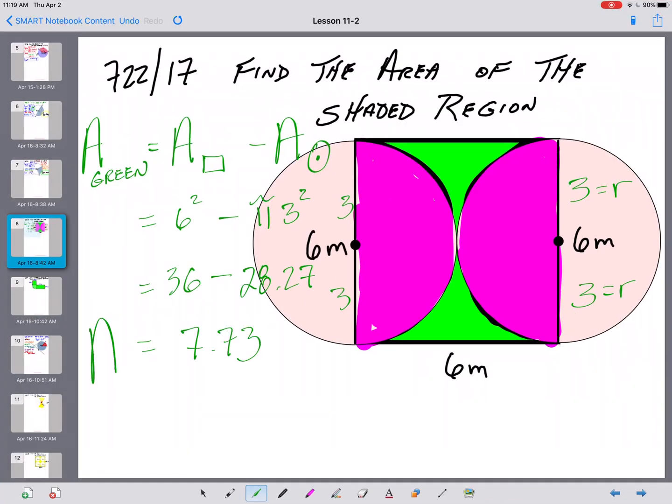7.73. This is area that was green. Green shaded. Now, what about units? All the units here are meters, therefore my area, meters squared.